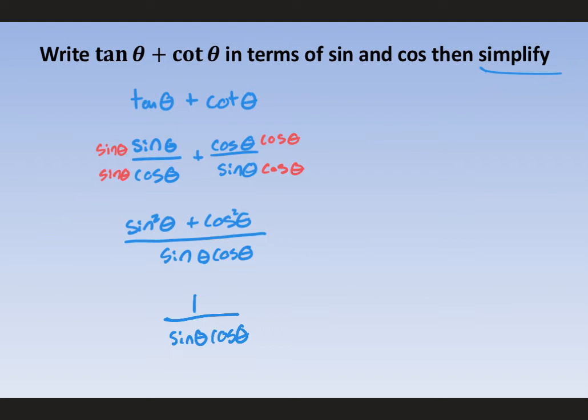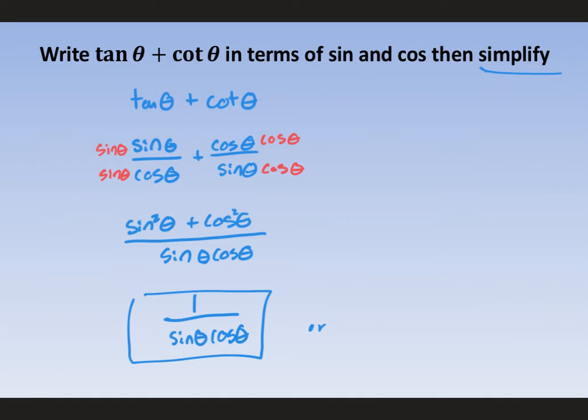We turned it into sine and cosine, and we simplified. So I would say this is probably a fairly correct and valid answer, but if you don't want to leave your answer in terms of a fraction, another, I think, equally valid answer would be to use your reciprocal identities.